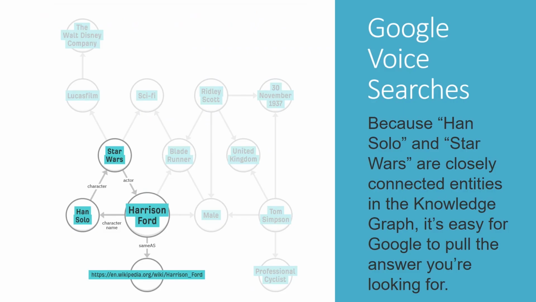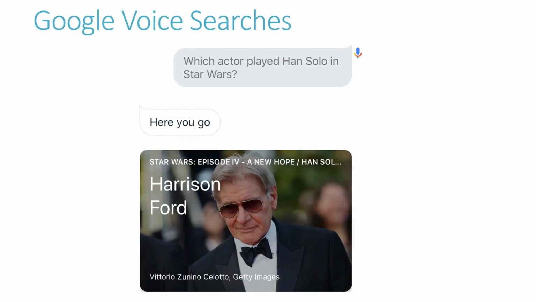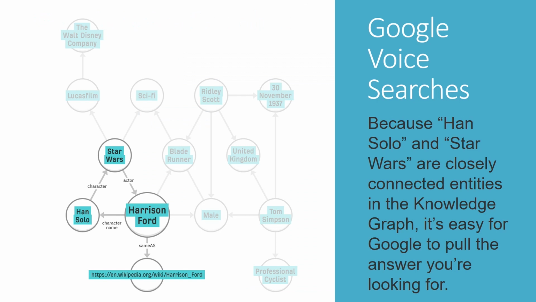How does the Google Knowledge Graph help with this? It allows Google to recognize the entities and attributes in natural language queries. Just think for a moment about the way you type search queries versus how you actually talk. Yes, there is a difference. Take a look at the query for example. I have already explained this earlier too: because Han Solo and Star Wars are closely connected entities in the knowledge graph, it's easy for Google to pull the answer you are looking for.